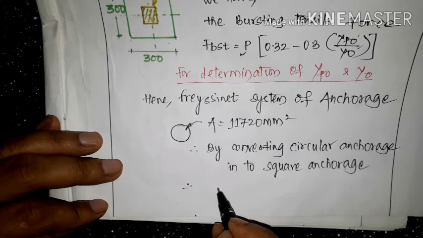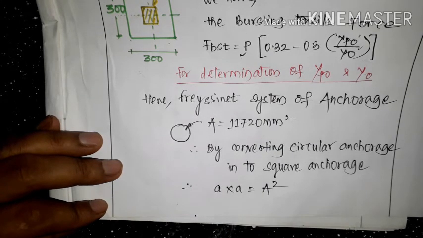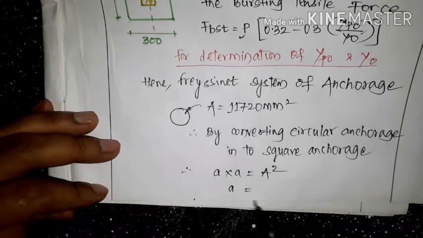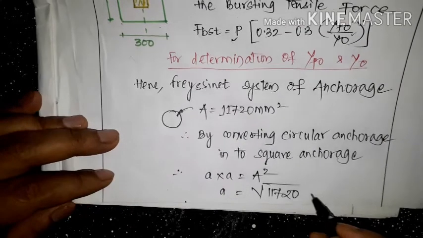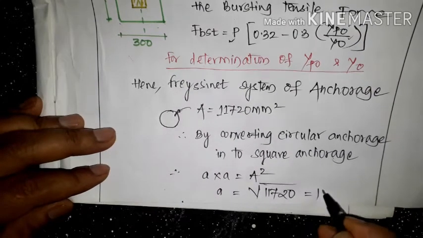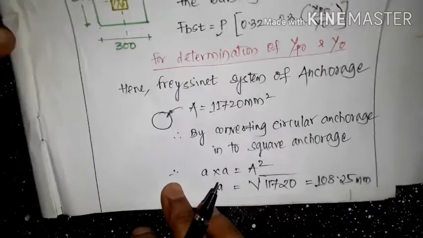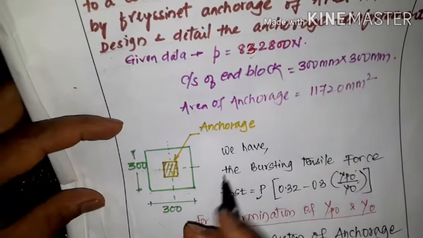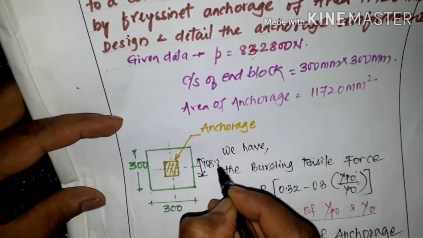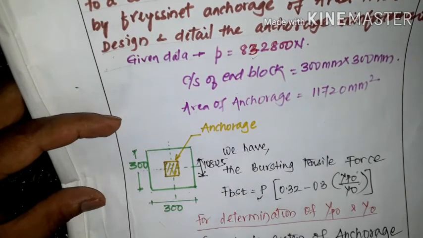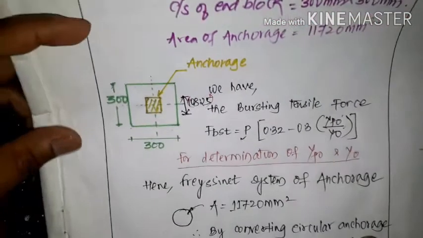For a square, suppose the side of the square is a, then a times a is equal to a square, so we can find a very easily, equal to the square root of 11720, so we will get a equal to 108.25 mm. So this means the plate is of size 108.25 mm. Understood?